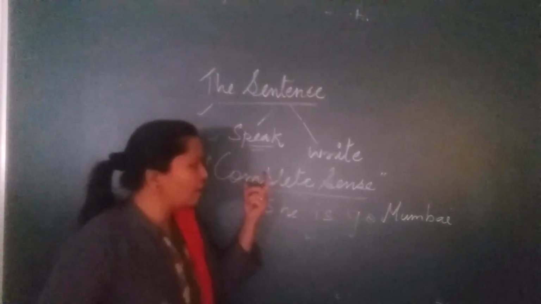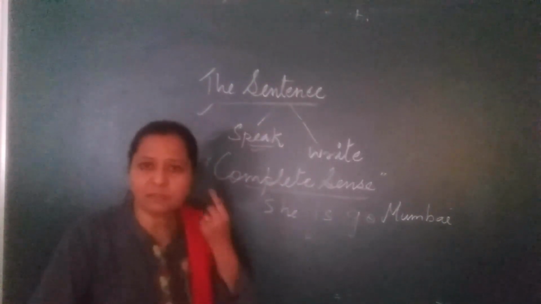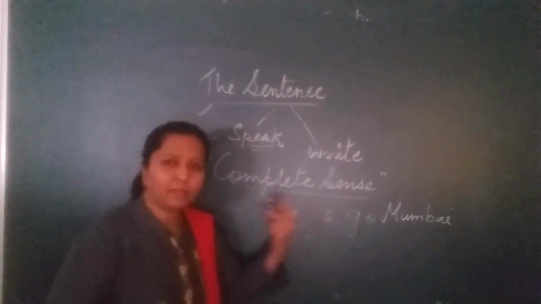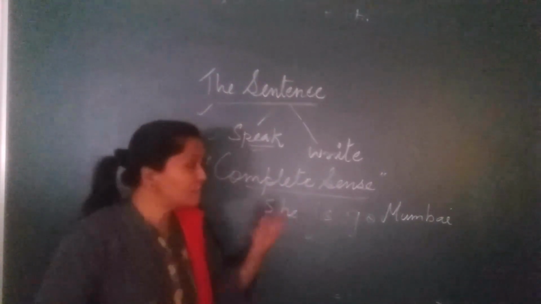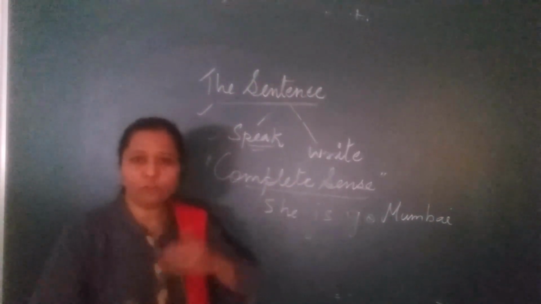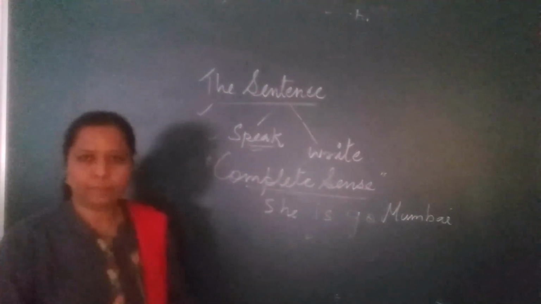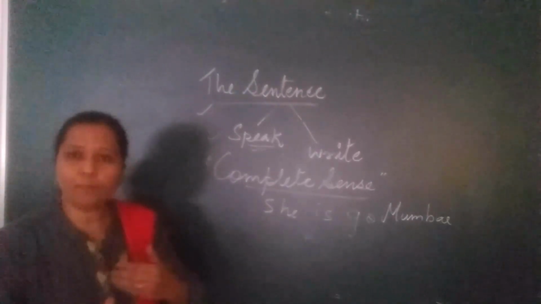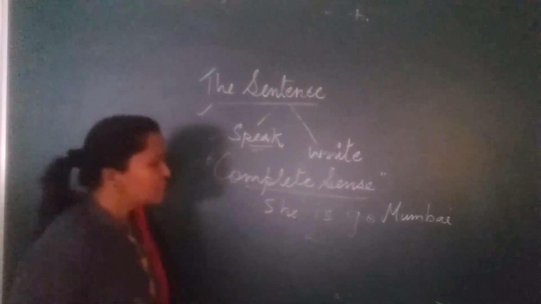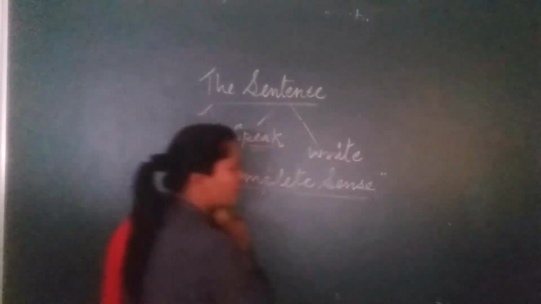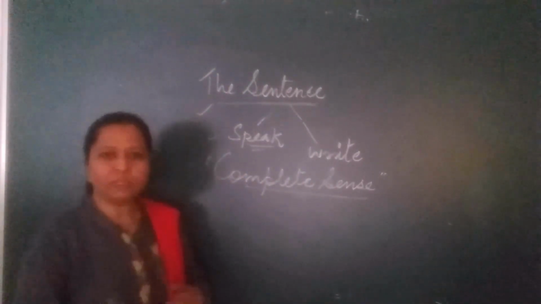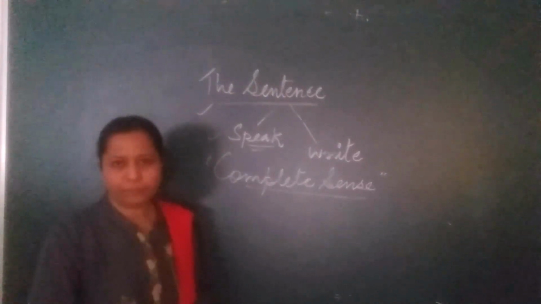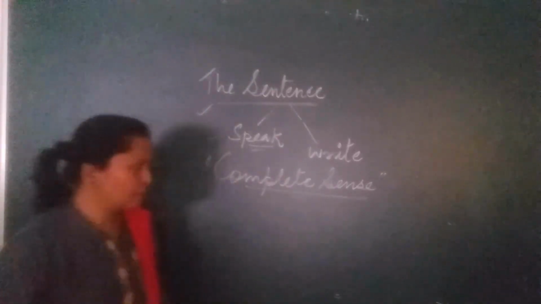It is not showing a complete sense to the listener or to the reader. If you've written this, the reader will not understand what you are saying because it does not have a sense. If you're speaking, she is go Mumbai, it is not showing a complete sense, so it cannot be a sentence. So, she is go Mumbai is a group of words but without a complete sense and without any meaning to it. It's an incomplete sentence which does not have any sense.